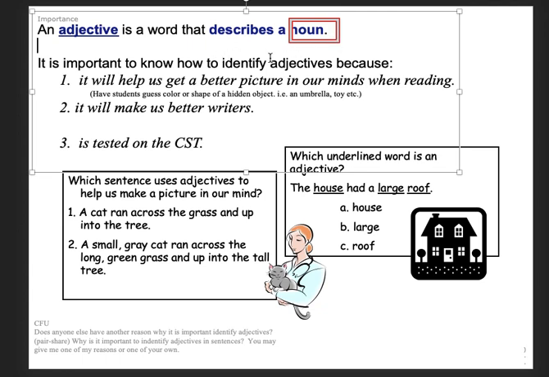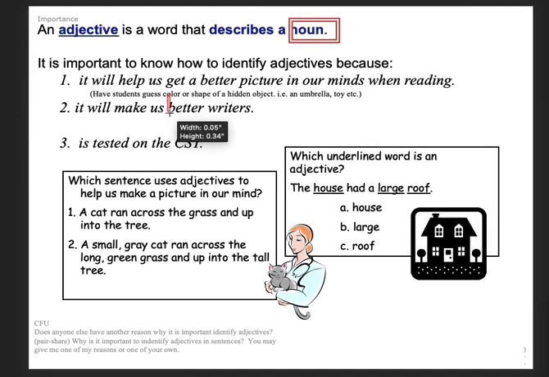It is important to know how to identify adjectives because it will help us get a better picture in our minds when we're reading. I just said that. It will make us better writers. This is important. I want to highlight this part too.